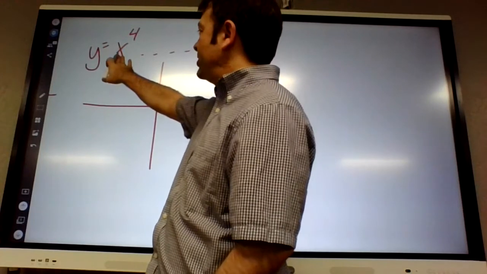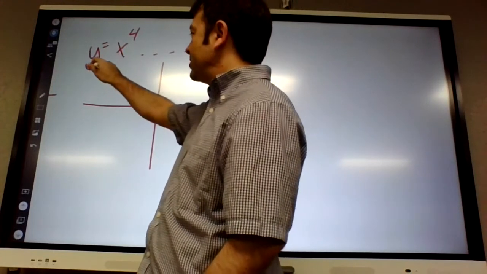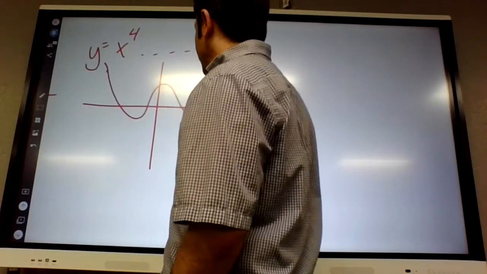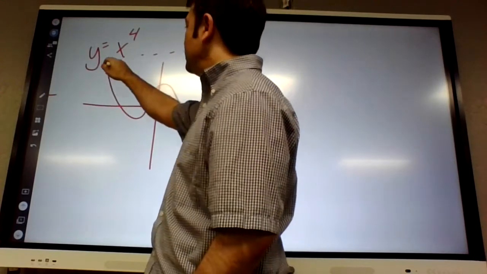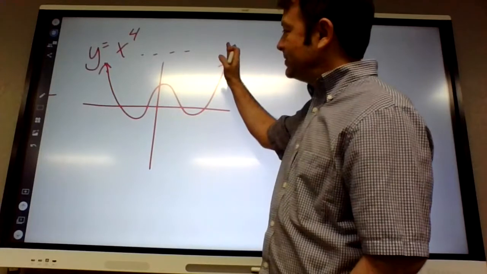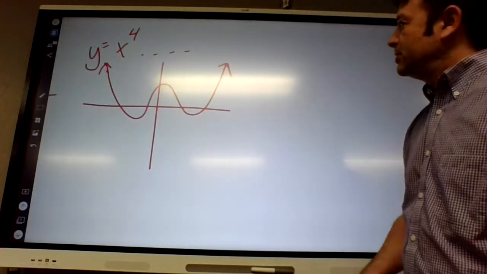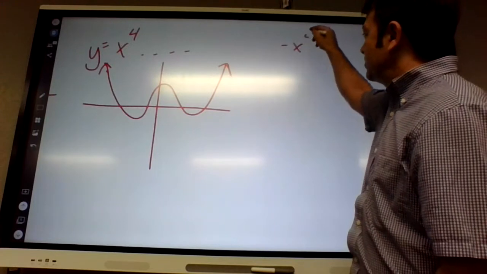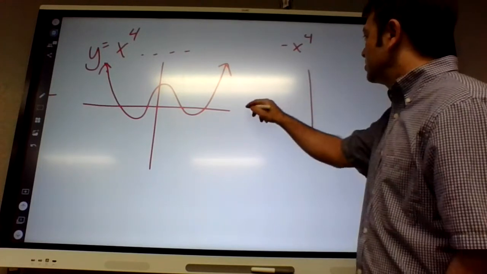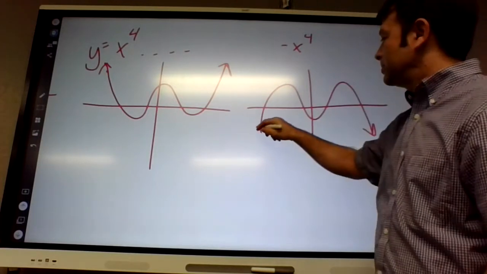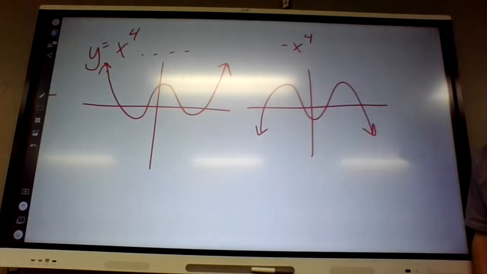If I plug in a big negative to x to the fourth, it still comes out positive. So it'll be positive over here. What happens though is, if I plug in a big positive, it'd be positive. So it kind of makes a W shape. So what would a negative x to the fourth look like? Yeah, down, down. So it's more like an M.